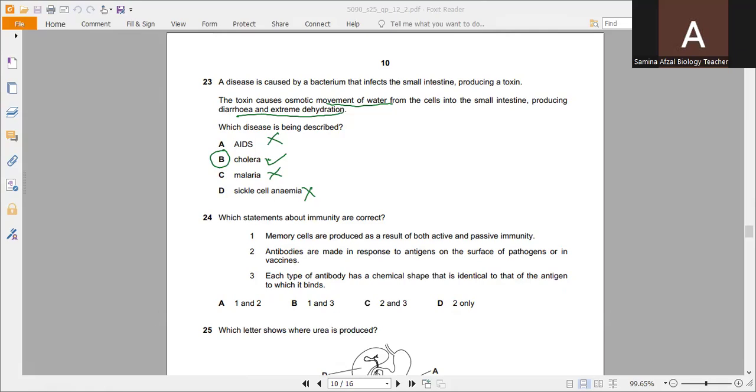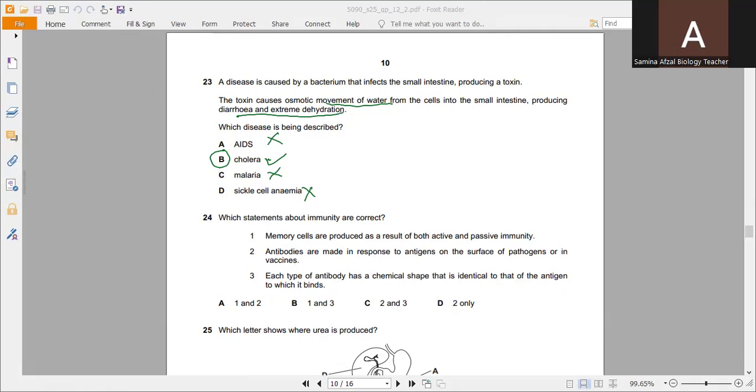The bacteria infect the small intestine and produce a toxin, choleragen. Due to that toxin, osmotic movement of water from the cells into the small intestine is increased, which produces diarrhea, and due to the diarrhea, dehydration is produced. So B is cholera. Next, 24: which statement about immunity is correct?